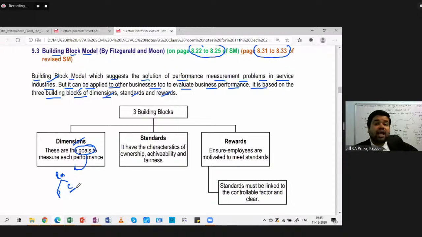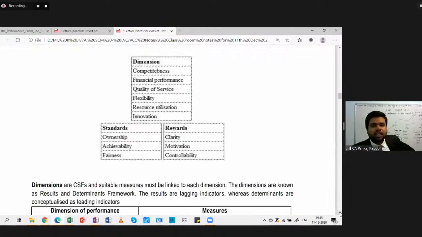Competitiveness can be understood as your market standing, how the market sees you, how the customers see you. Then further, there is a standard. Standard is nothing but the target. It must have the characteristics of ownership, achievability, and fairness. Then last but not the least, the reward. Reward is nothing but a motivation factor which is given to the employee in order to ensure that they must meet the standard, friends. And this thing I already explained to you with the help of the pictures and the discussion.